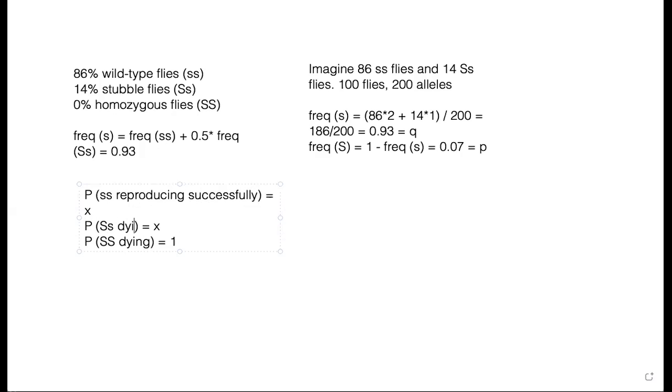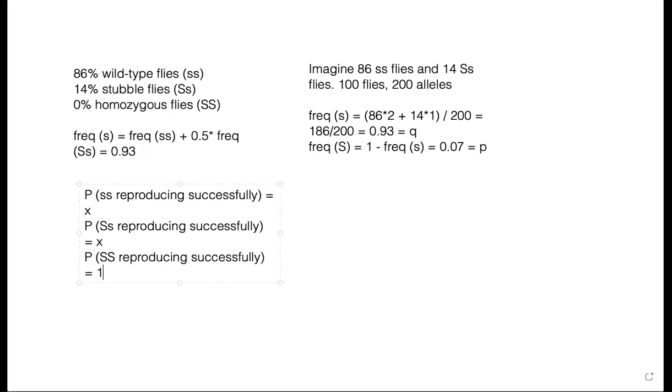The probability of a heterozygote fly reproducing is also going to be X. And the probability of a homozygous dominant fly reproducing is equal to 0, right? No chance that a big S fly is going to reproduce. We can use that to calculate the relative fitnesses.